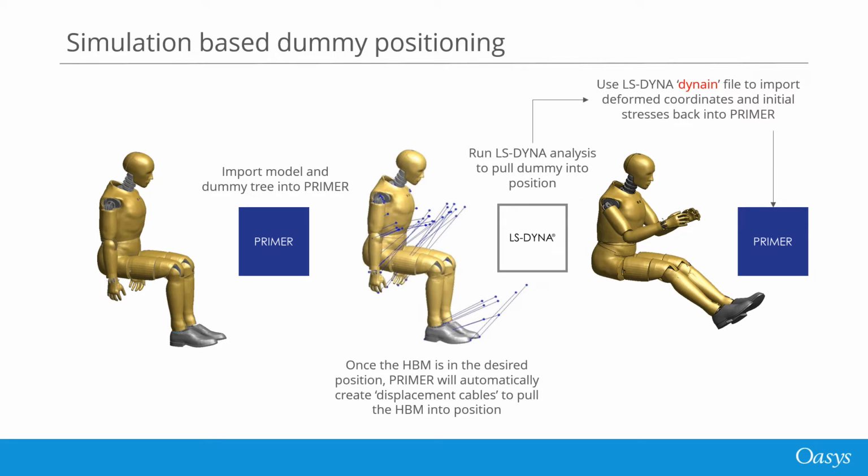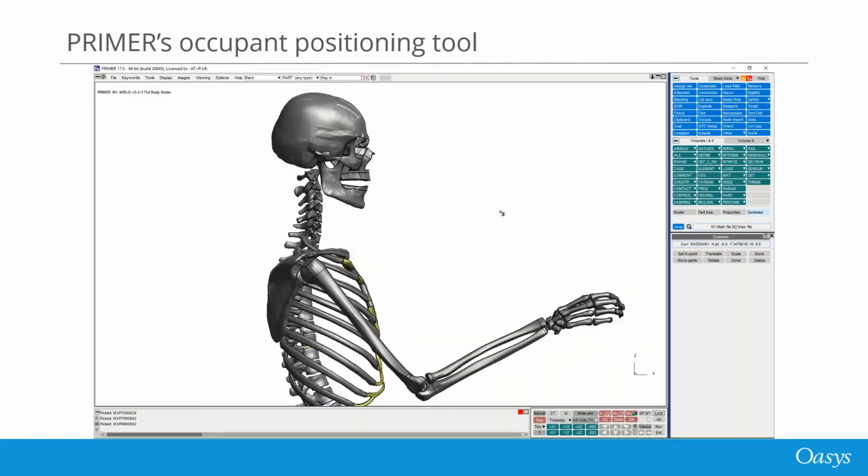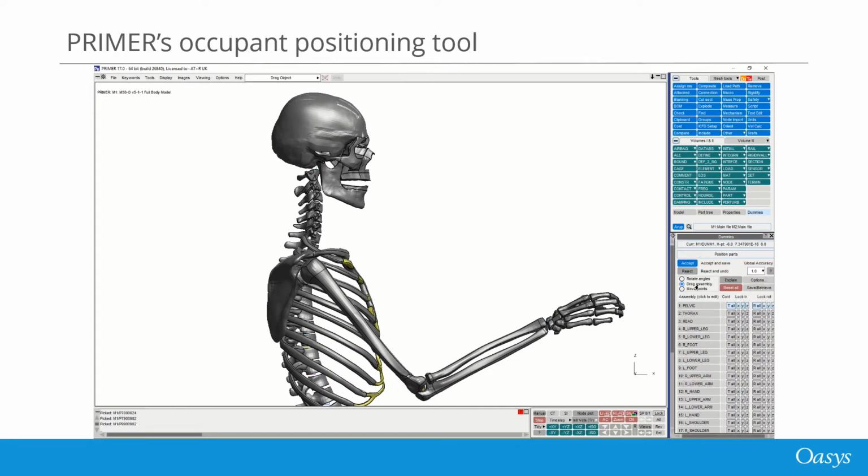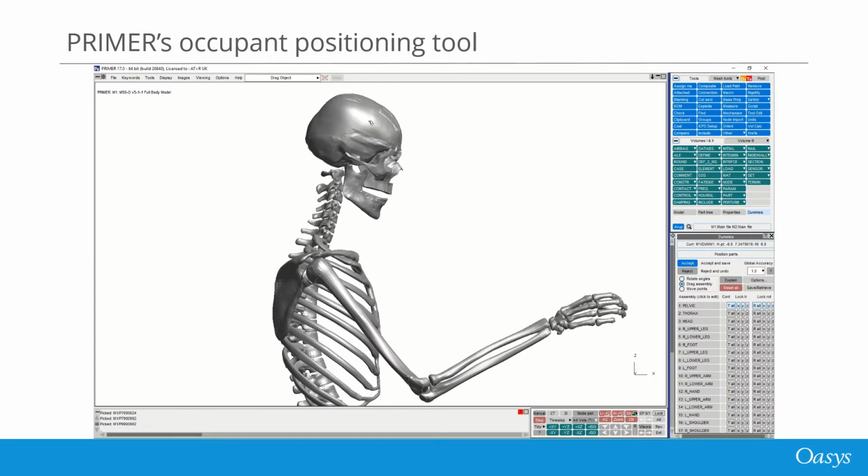LS-DYNA will write a DYNAIN output file at the end of the analysis. The DYNAIN file contains the updated nodal coordinates and initial stresses of the final position. These can be imported back into Primer. We have now created human body model trees for the leading human body models on the market. Let's look at how easy it is to specify your target position within Oasys Primer.